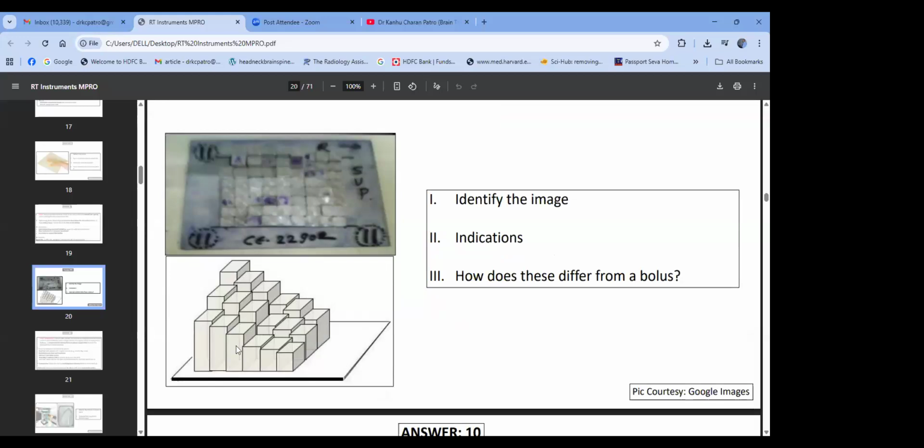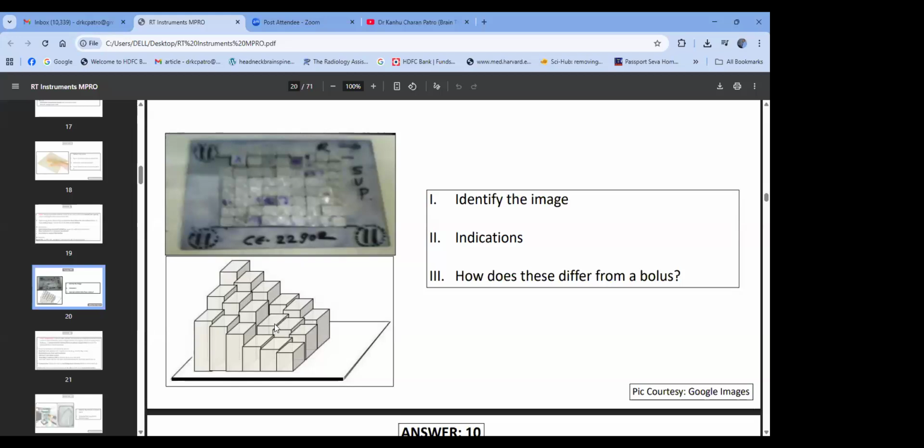In post-mastectomy chest wall irradiation also, there will be tissue irregularity, and in parotid and oral cavity tumors. In total body irradiation also, we need to have homogeneous dose across the body. So this helps to reduce hot spots and cold spots by giving a homogeneous distribution all throughout.